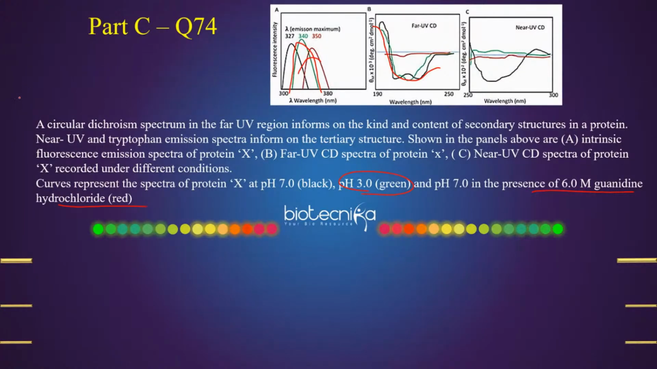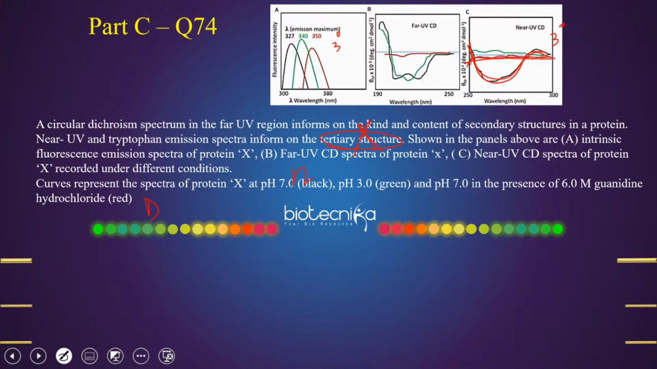So you should know what guanidine hydrochloride is doing. Well, it is a denaturant. It will break the hydrogen bonds and disrupt the hydrophobic interactions. So basically, you can expect with 6 molar guanidine hydrochloride treatment, the protein will be denatured. If protein is denatured, we know the tertiary structure will not be there. So if you compare the red color line, which is denatured protein, with the black color line, which is native protein, you can see in tertiary structure emission spectra and near UV CD, both the graphs are different.